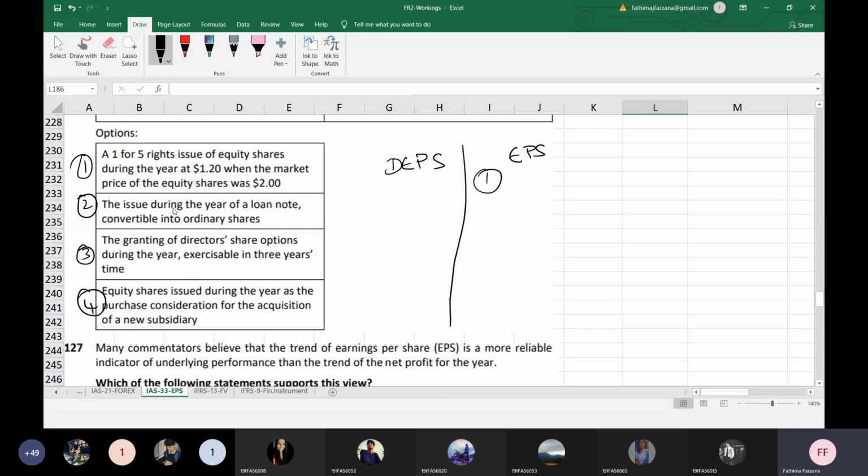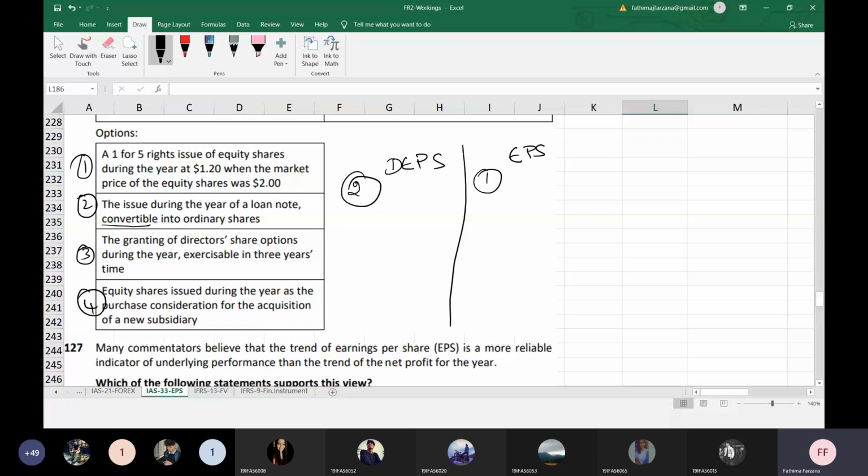Then the second one, the issue during the year of a loan note convertible into ordinary shares. The convertible is DEPS, diluted earnings per share. So number 2 is coming here.